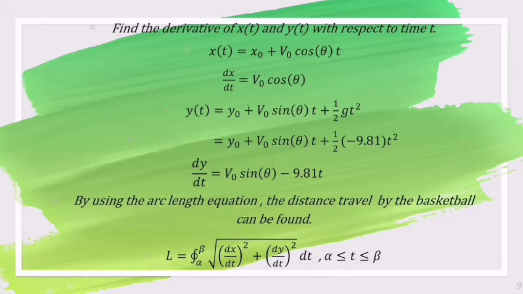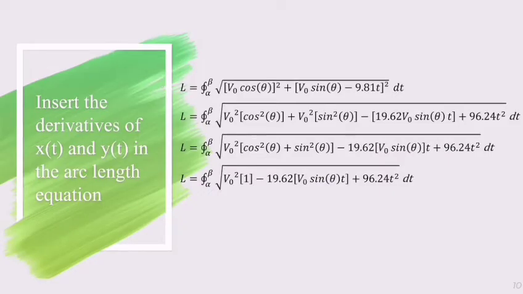By using the arc length equation, the distance traveled by the basketball can be found. With a constant of L, we integrate using the upper limit beta and lower limit alpha as symbols. For the value inside, we take the square root of v0 cos theta squared plus v0 sin theta minus 9.81 t squared.